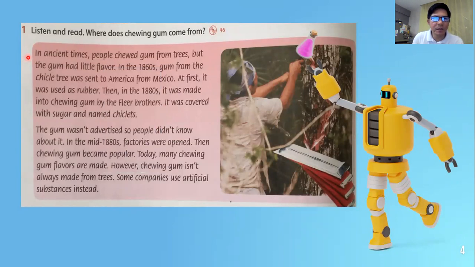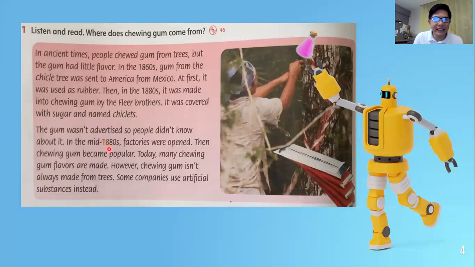In ancient times, people chewed gum from trees, but the gum had little flavor. In the 1860s, gum from the chicle tree was sent to America from Mexico. At first, it was used as rubber. Then, in the 1880s, it was made into chewing gum by the Fleer brothers. Don't forget the name, Fleer brothers. It was covered with sugar and named chiclets. The gum wasn't advertised, so people didn't know about it.